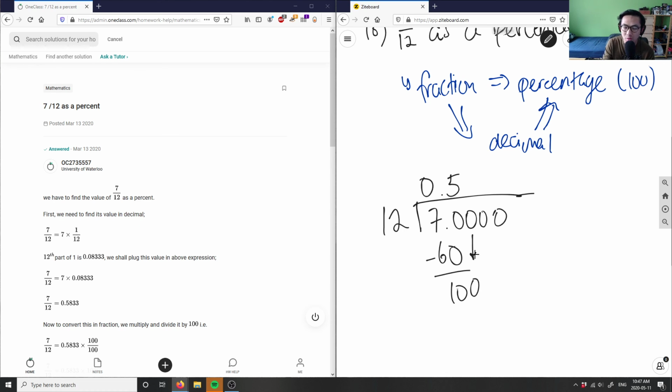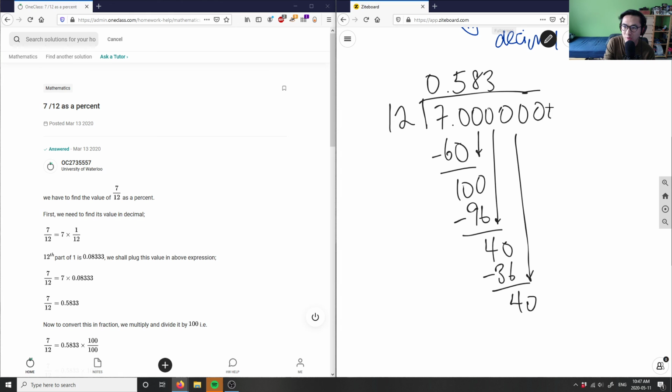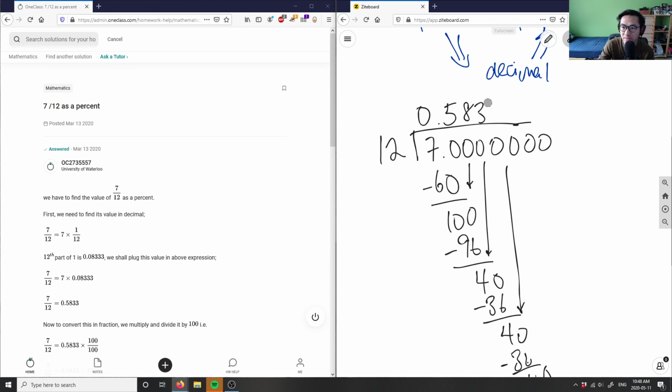Bring down the 0. My next one should be 8 here. 12 times 8 here is 96. 100 minus 96 here is 4. Bring down the 0 again. 12 times 3 is the closest guy here, which is 36. 40 minus 36 here is 4. I bring down the 0. And then basically, if I kept adding zeros here, I would have to keep adding 3s here, right? Because again, 40 minus 36 gives me 4. Bring down the 0. It basically repeats. So I can say that this here is 3 here repeats, right? So this 583 here repeats as my decimal.